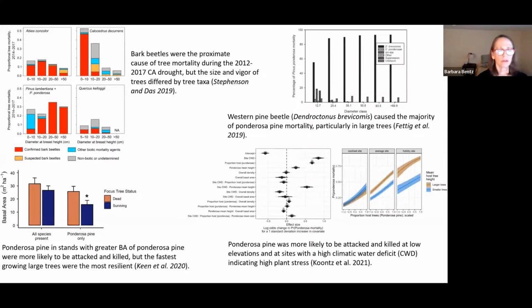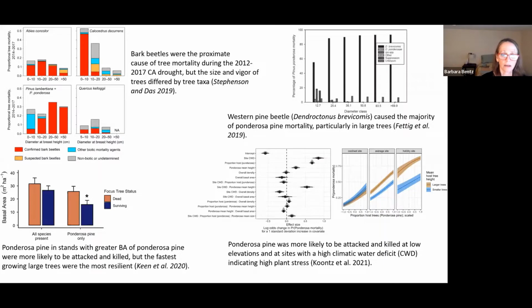And then highlighting the role of climate, Kuntz et al. found that climatic water deficit was highly significant in predicting Ponderosa pine mortality. CWD is a measure of evaporative demand that exceeds available water. So it ranges from 0 when soils are fully saturated to positive values with no upper limit. And so the higher the CWD, the more plant stress. So these studies all point to the fact that drought stress was clearly a factor in this tree mortality, but that Western pine beetle's role was also important.